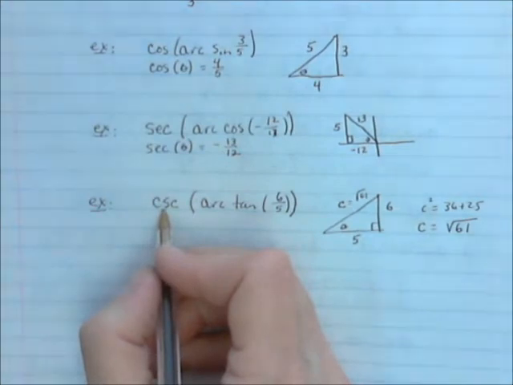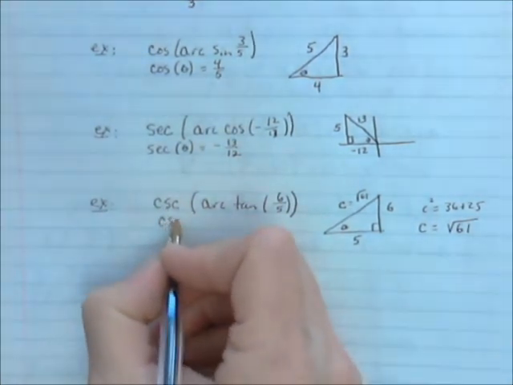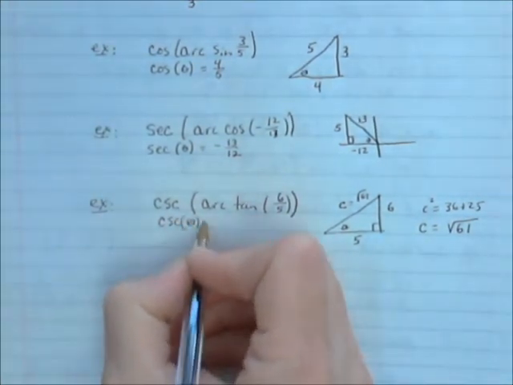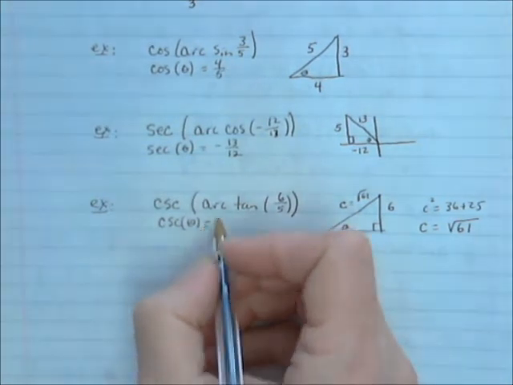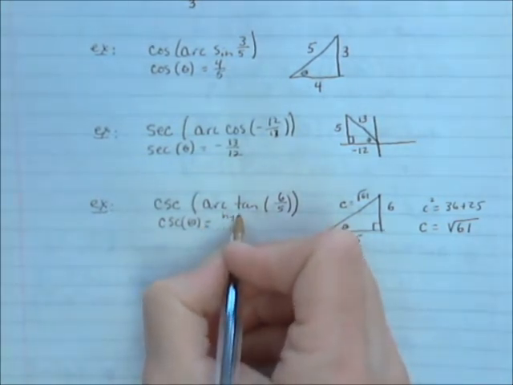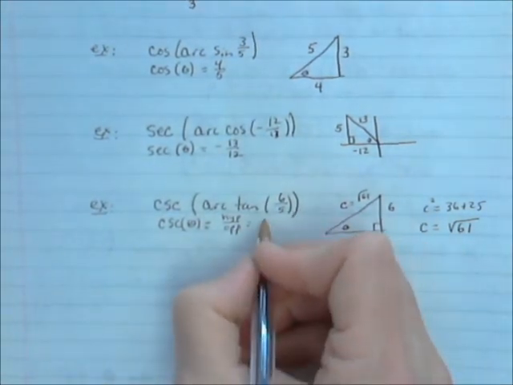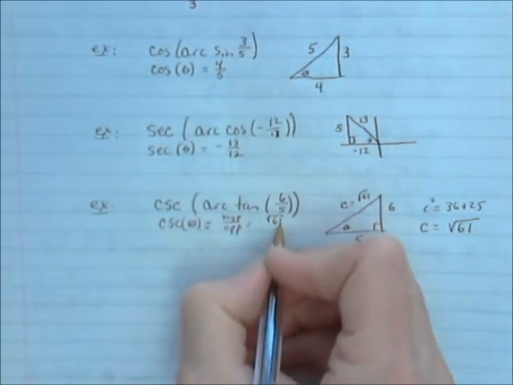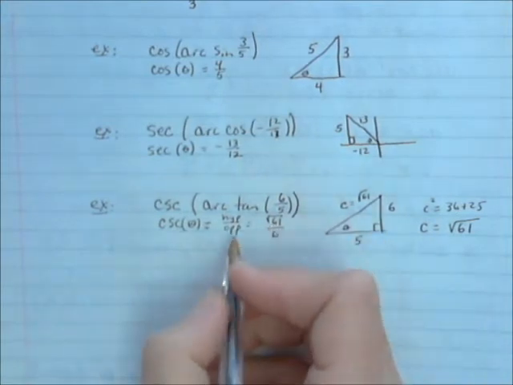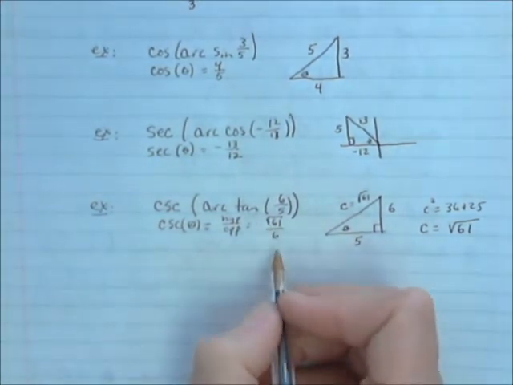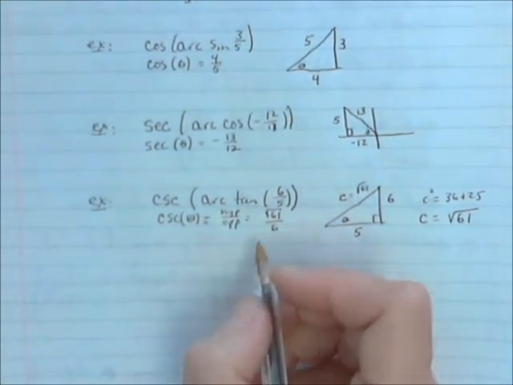Cosecant is the reciprocal of the sine. So the cosecant is equal to the hypotenuse over the opposite. The hypotenuse is the square root of 61, and the opposite is 6. So the answer to this problem is the square root of 61 over 6.